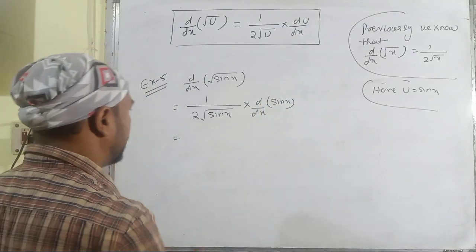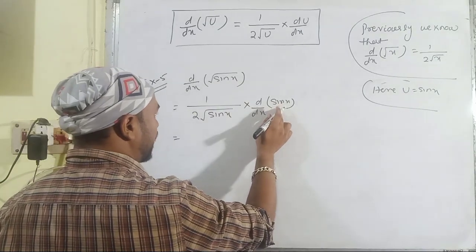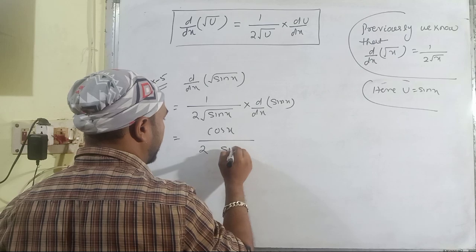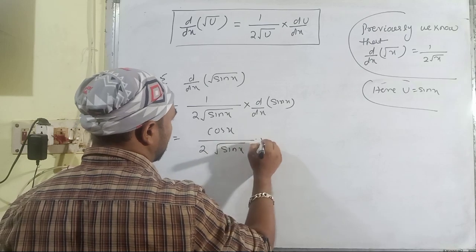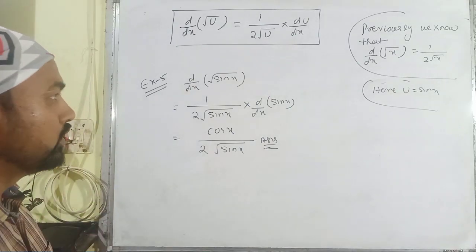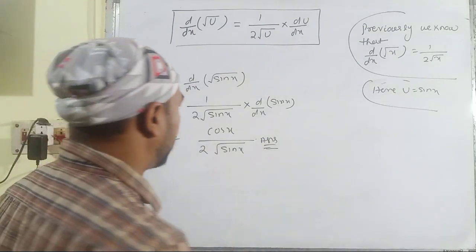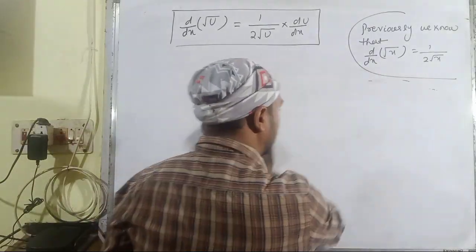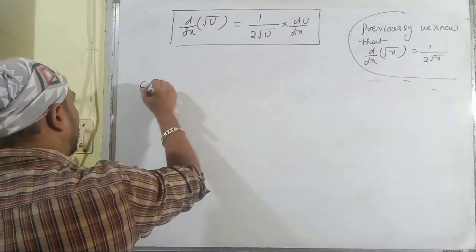differentiation of u, that is sin x. The differentiation of sin x is cos x. So cos x divided by 2 multiplied with the square root of sin x, which is the answer. Then moving to the example number 6.